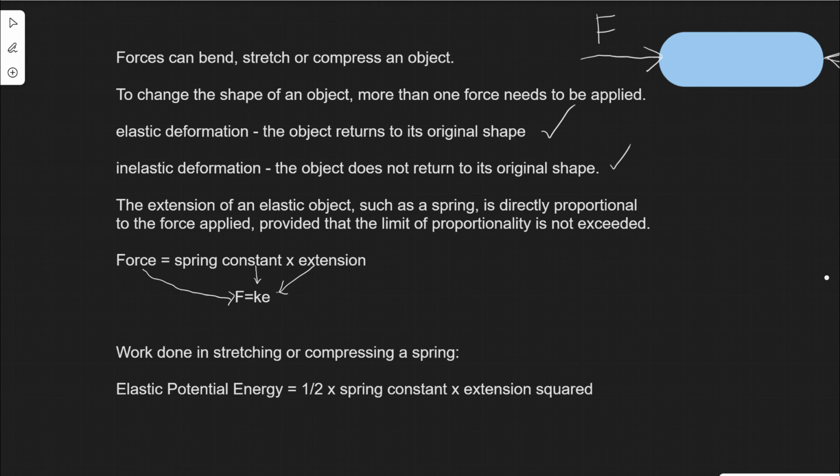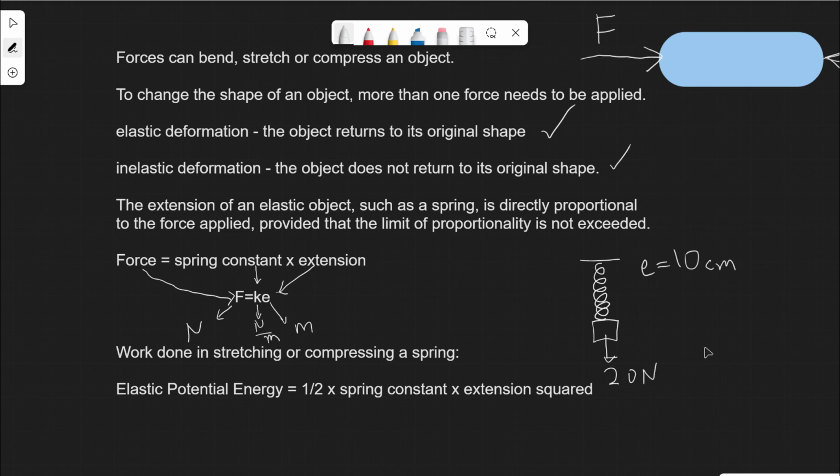Let's think about the units. So the force will be measured in newtons as always. The extension is measured in meters, and to keep the units the same on both sides, the spring constant will be measured in newtons per meter. Let's do a little example.